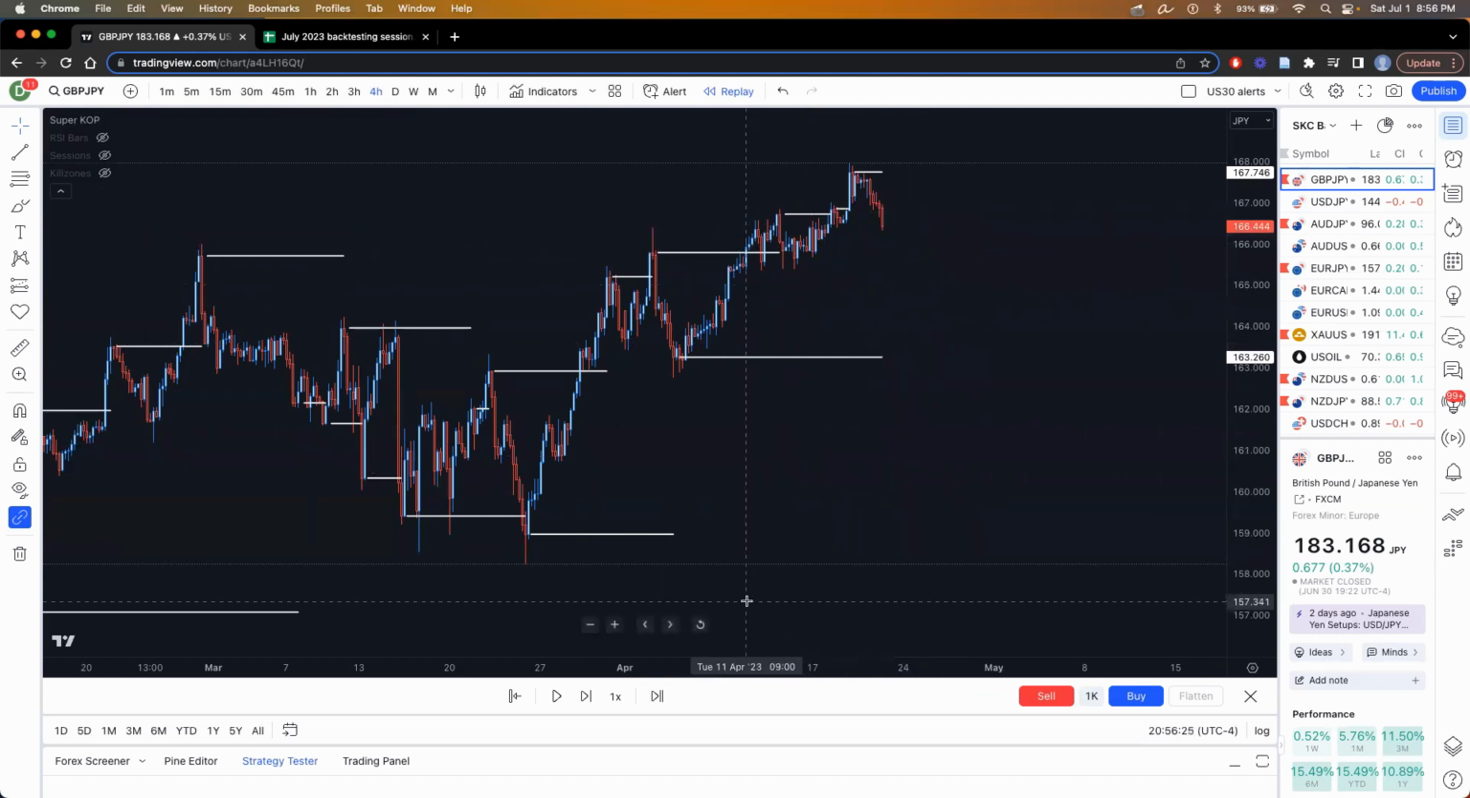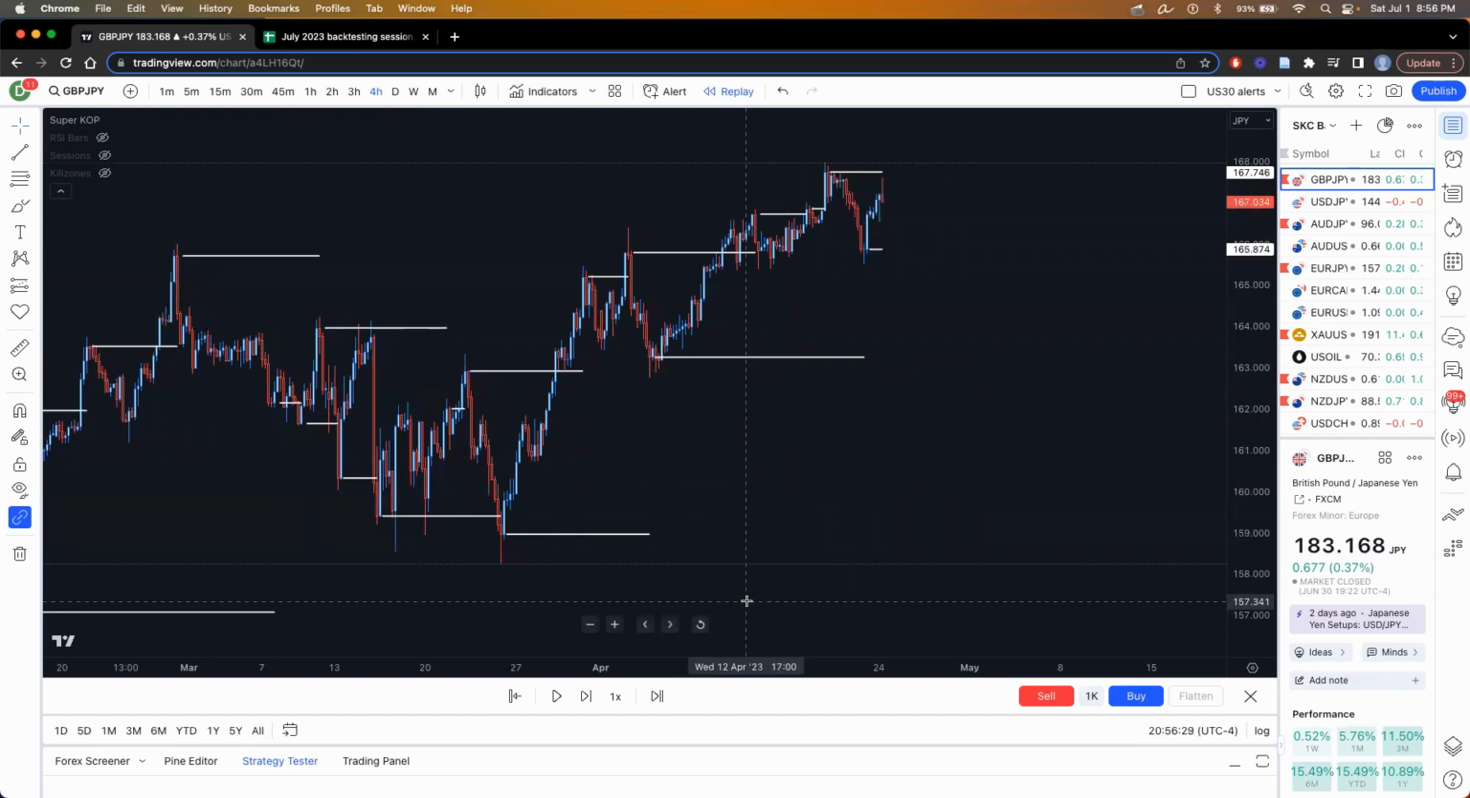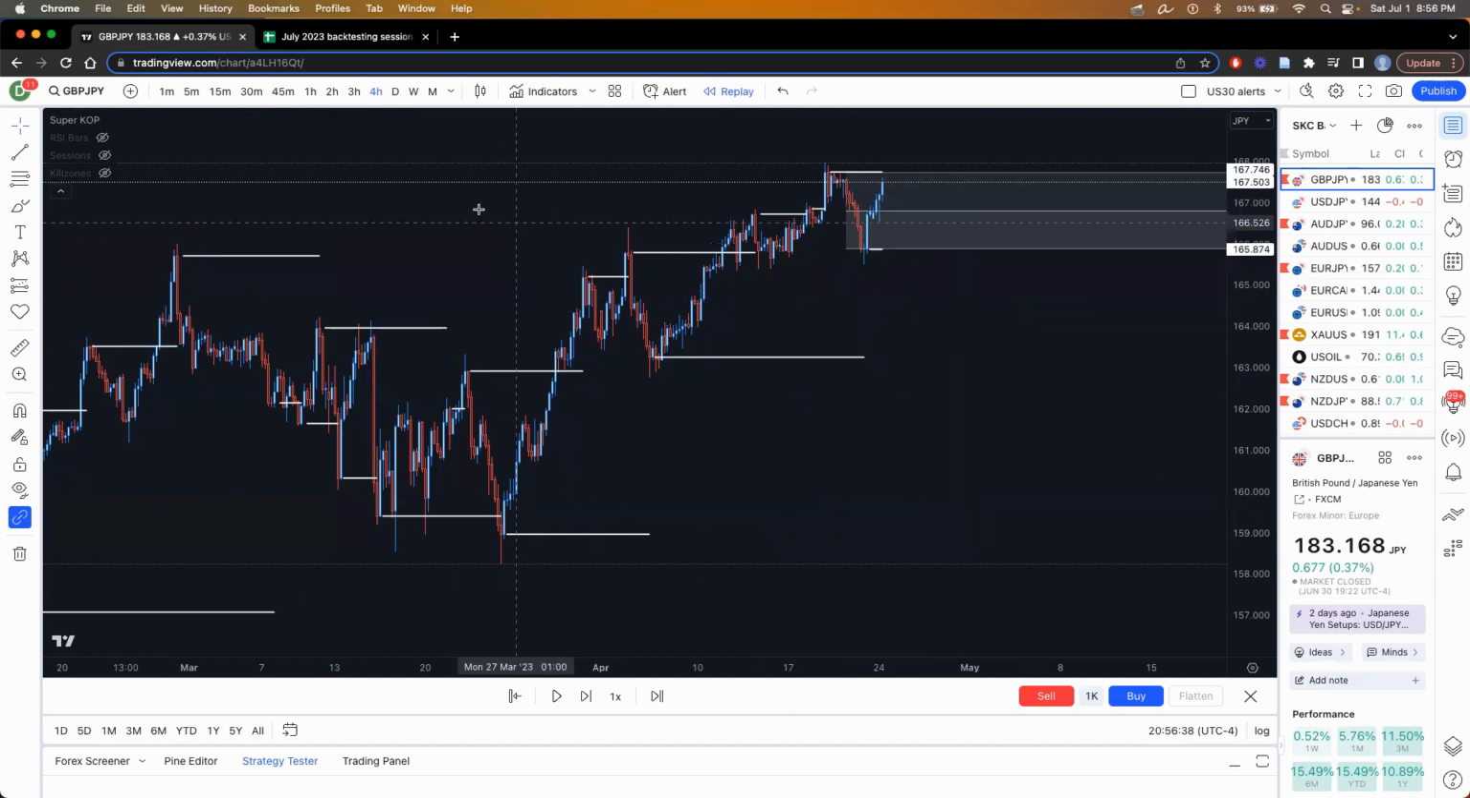So let's get a few candles printed. All right, so we're starting to see some formations. Cool. And I'm going to try to apply this.